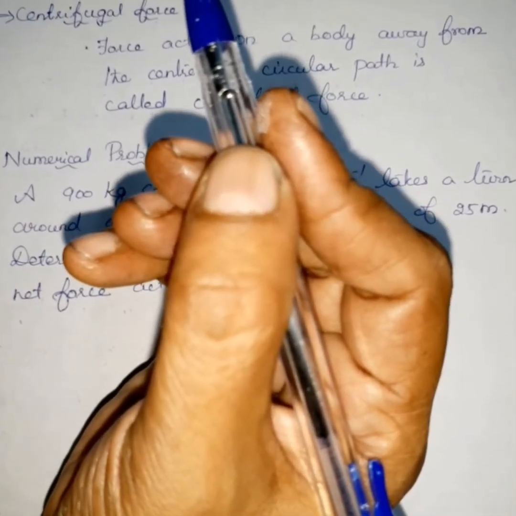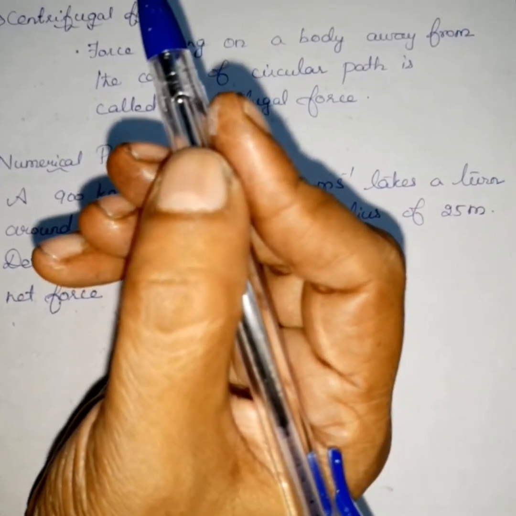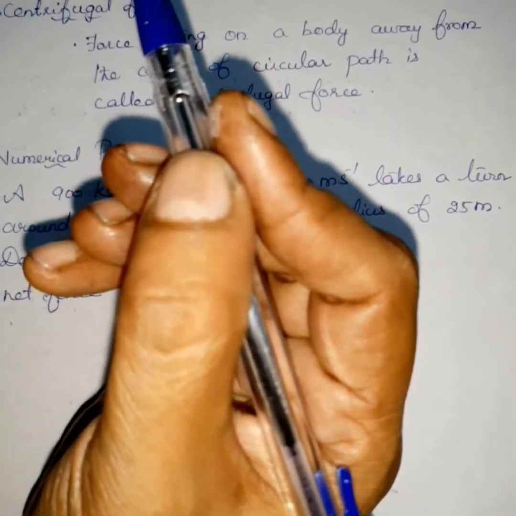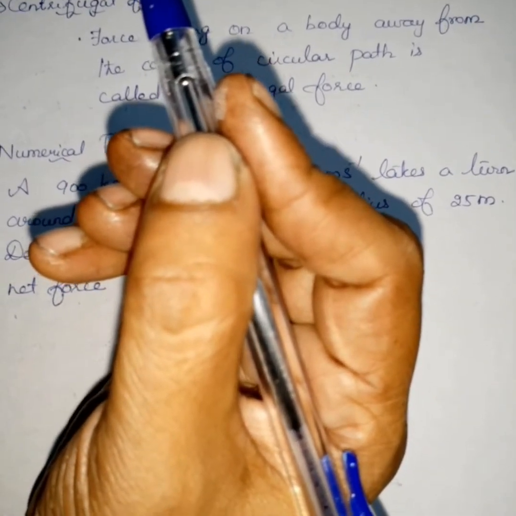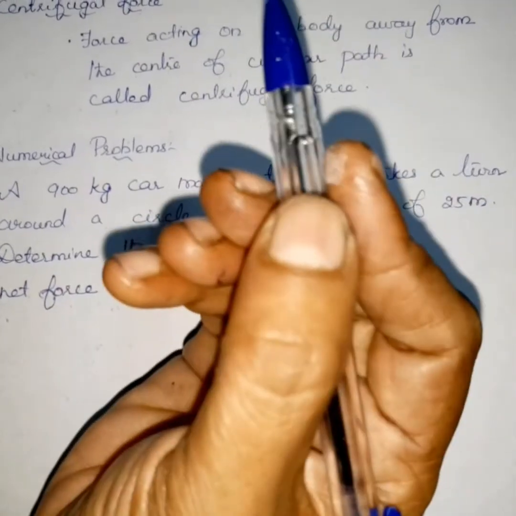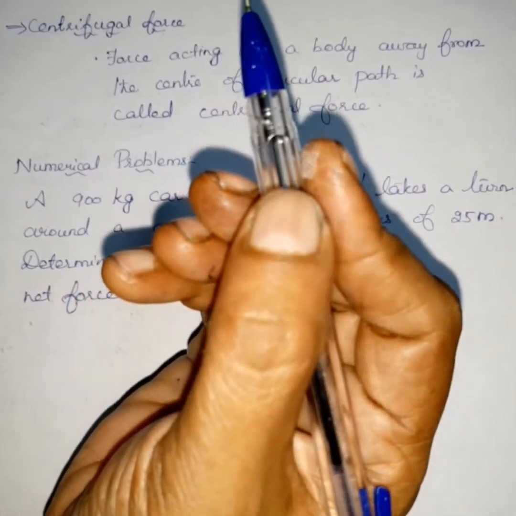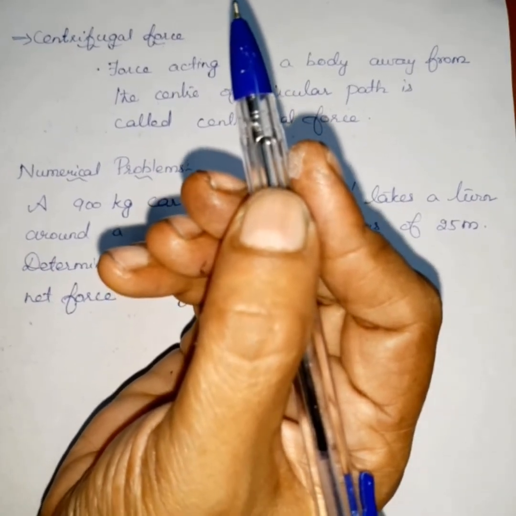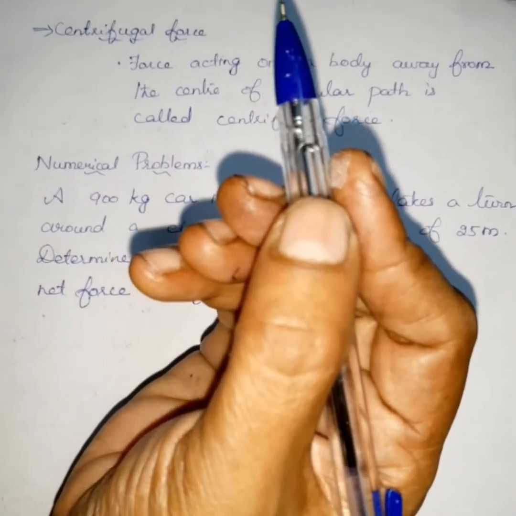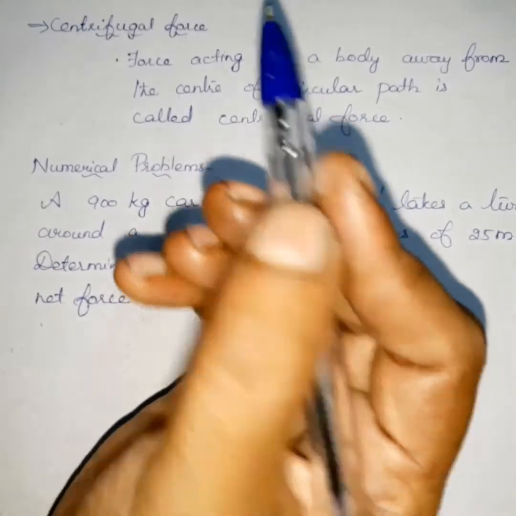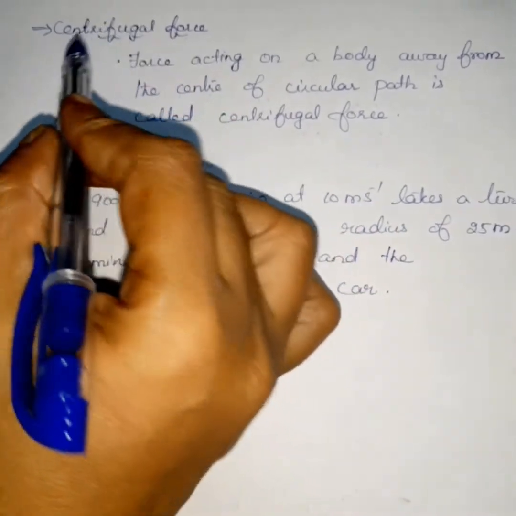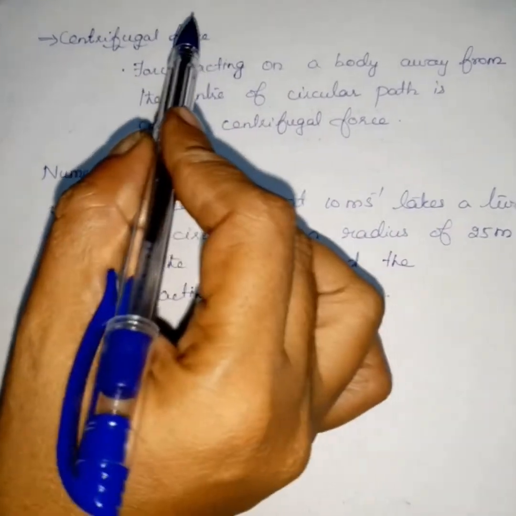Pulling force, it is very important, from the center of the circle. So the pulling force is acting away from the center of the circle. The centrifugal force is equal in magnitude but opposite in direction to the centripetal force. It is called what? Centrifugal force.